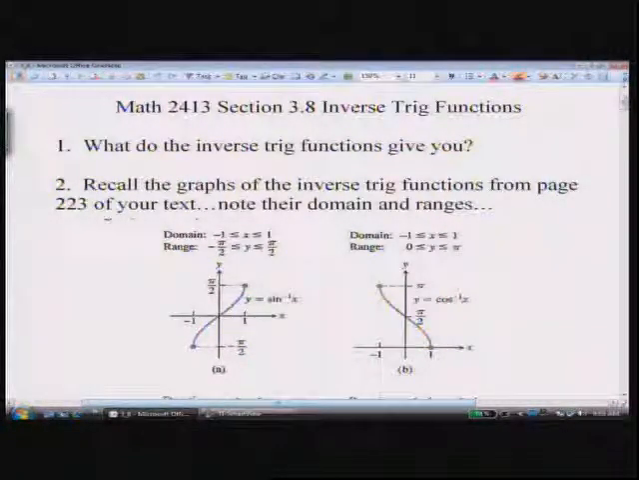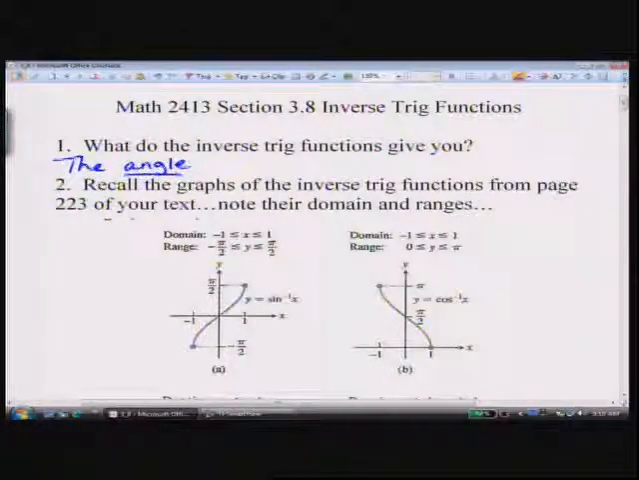So the first question, what do the inverse trig functions give you? They give you the angle associated with a particular trig ratio, the angle. So tonight at dinner, when your parents say, what did you do? Or your wife or your friends, what did you do today? You said we talked again about inverse trig functions. Inverse trig functions give me the angle, Mom, associated with a particular ratio.